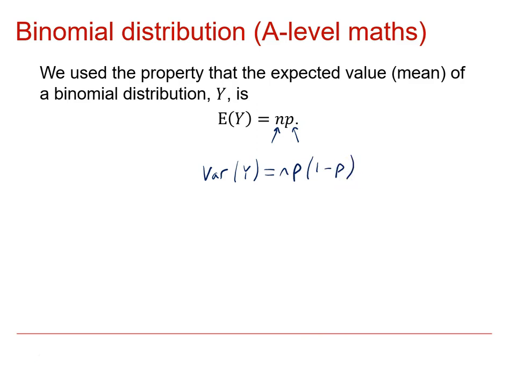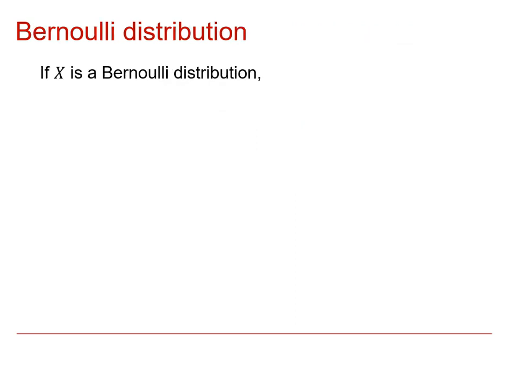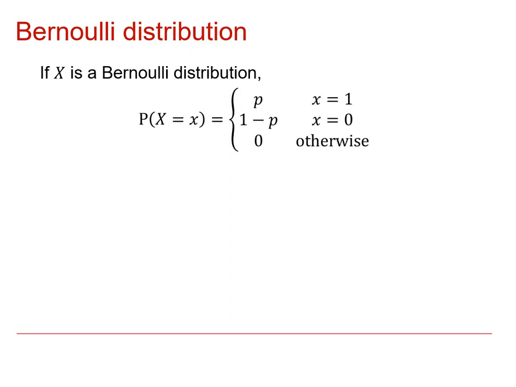Now, a simulation is a good way of trying to spot a pattern. But if we take a more algebraic, rigorous approach, remember that the binomial is the sum of n Bernoulli distributions. Okay, and a Bernoulli distribution has that probability mass function. The probability that x is 1 is p, a success.